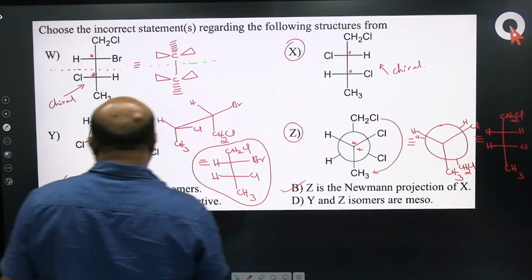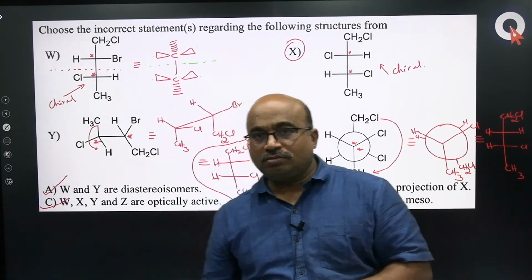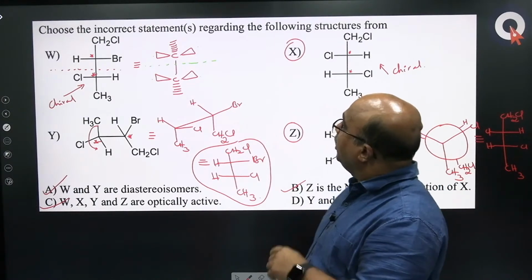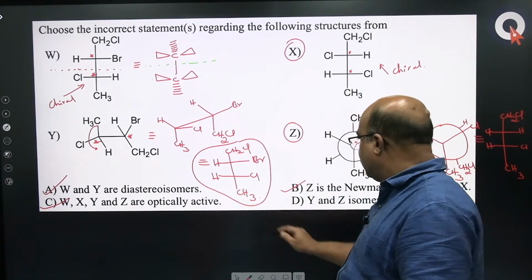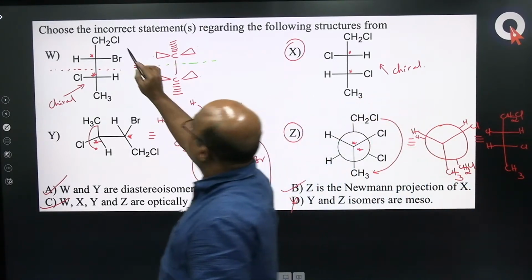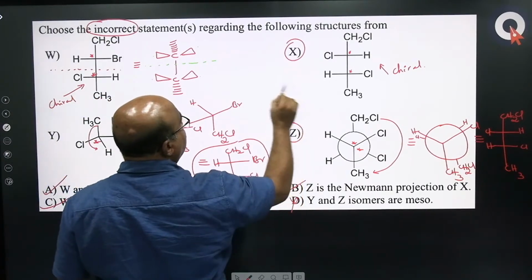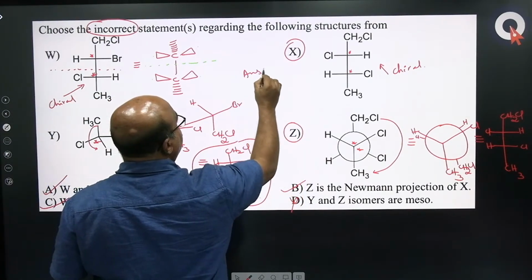So in this case, options A as well as B and C are true. So what we need to see is the incorrect statement. So these are correct statements, this is an incorrect statement. So as far as the incorrect statement, our answer in this case is D.